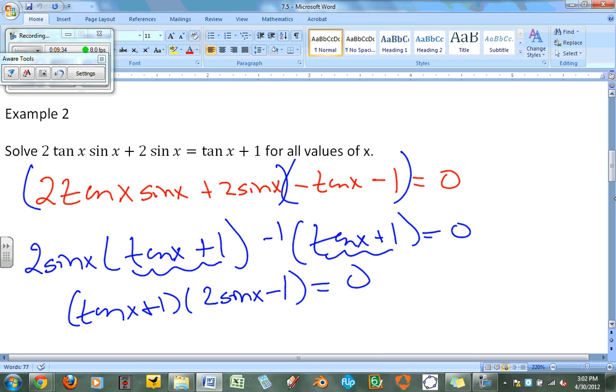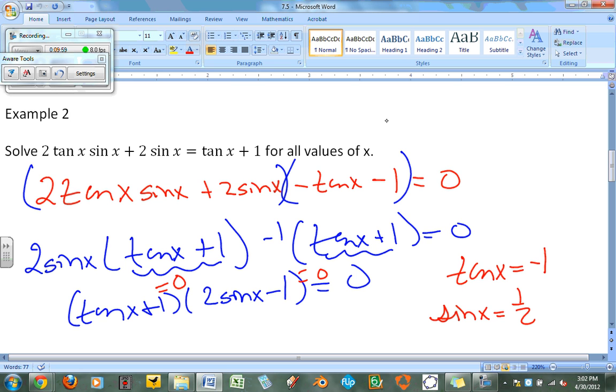And this is perfect, because now we're just going to solve. We're going to say, okay, tangent of x equals negative 1, and sine of x equals 1/2. And all I did is I set both these guys equal to 0 and solved. Okay? So then we have to figure out the values for tangent of x that make tangent negative 1.